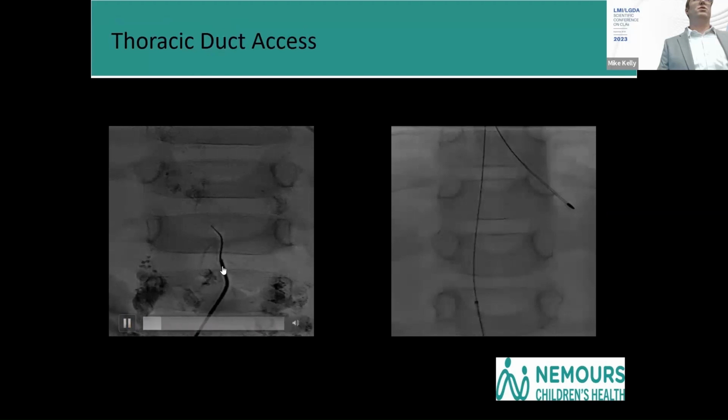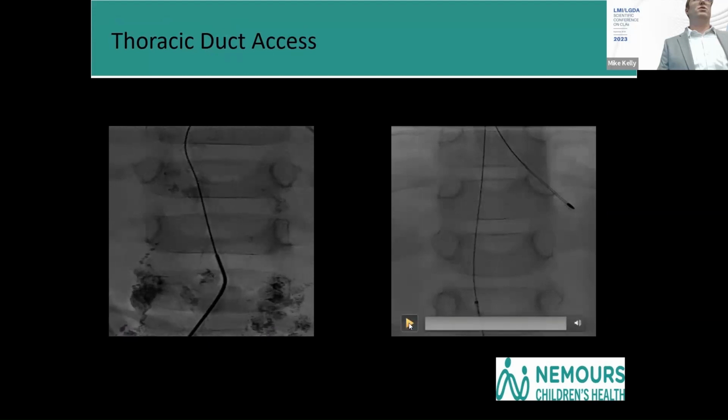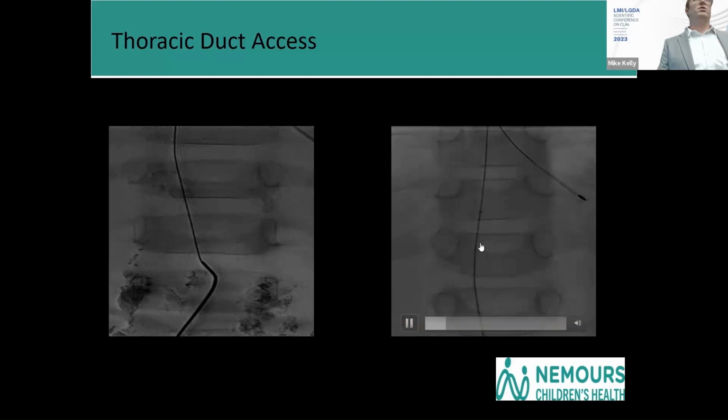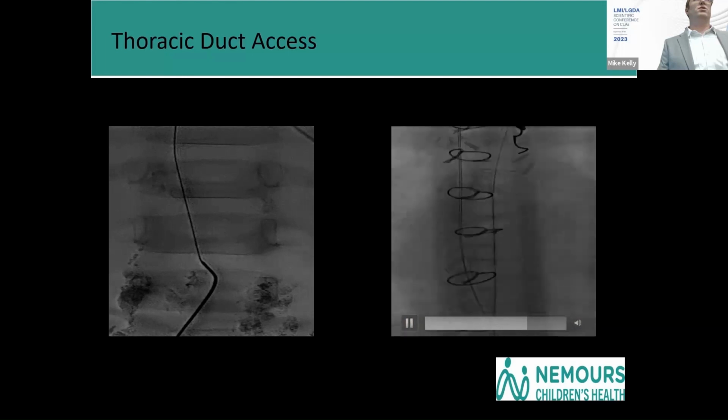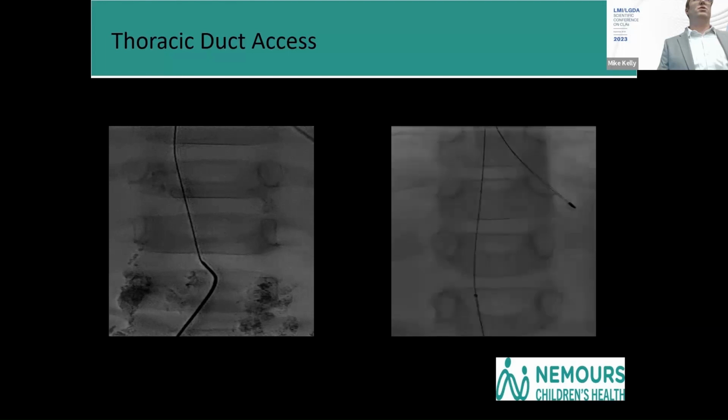We take the needle, we advance it into that area, and we advance a wire until it goes up the thoracic duct. And once we do that, we exchange the needle for a microcatheter, which is this little guy going up. And now we have nice stable access to the central lymphatic system. We can evaluate it and we can intervene.